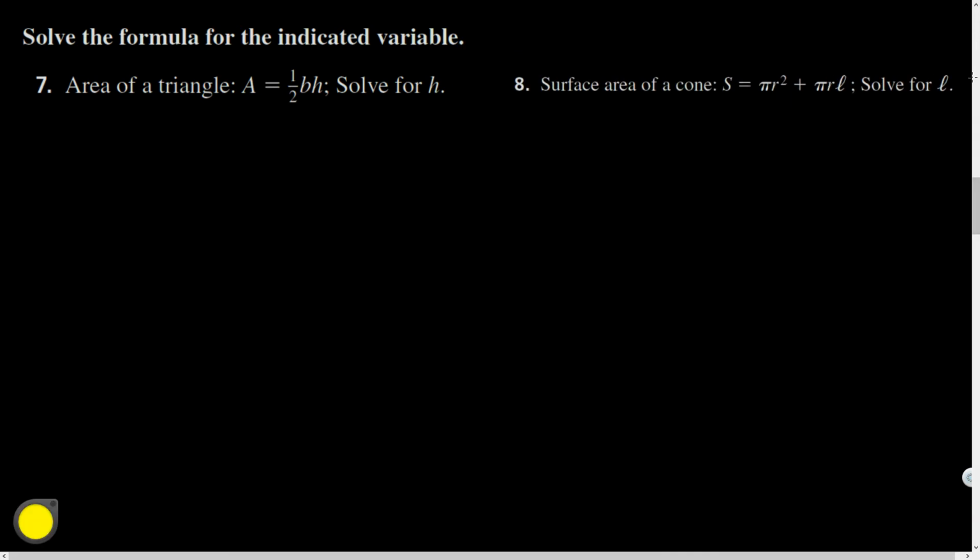Question 7. You guys recognize this formula? The area of a triangle formula. Half the base times height, right? They said solve this formula for h. So instead of an area of a triangle formula, they want a height of a triangle formula. How could I get h by itself?